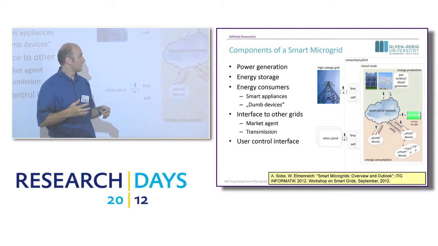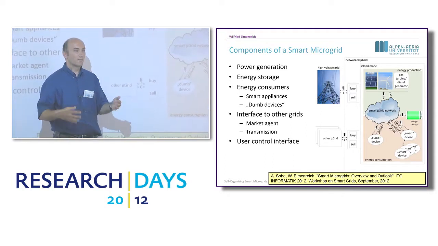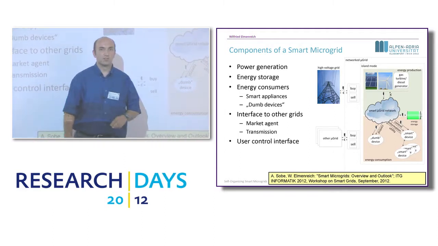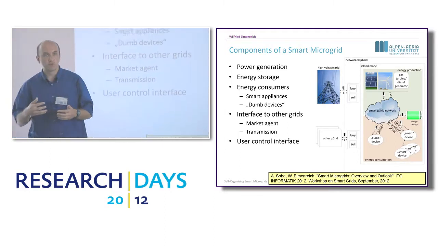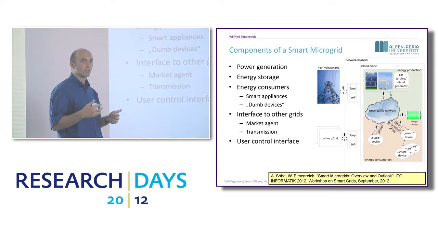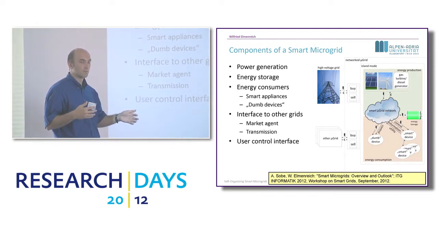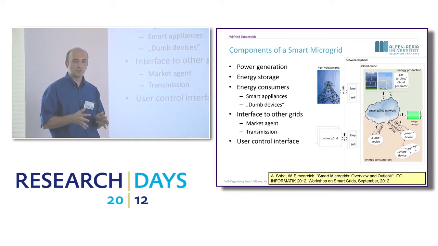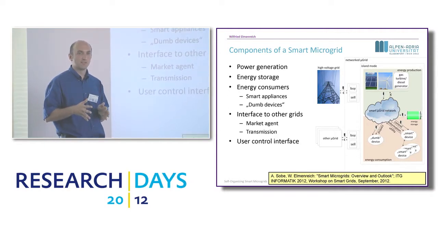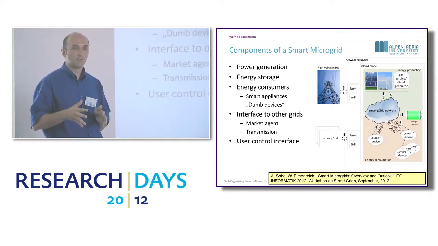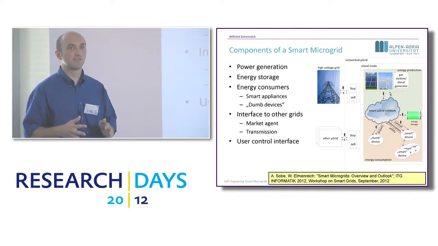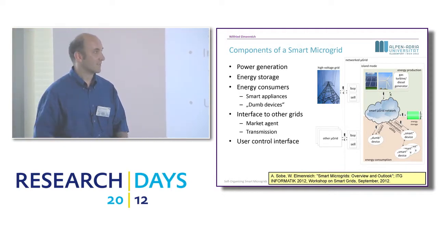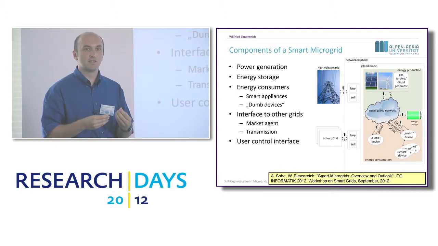For example, if these devices know what is important for the user. Is it more important that the washing machine runs now, because it's important that the kids in the kindergarten tomorrow have clean clothes? Or is it more important that the television set is still operable, because today are the finals of the European Championship? This is a difficult question, which one is more important?